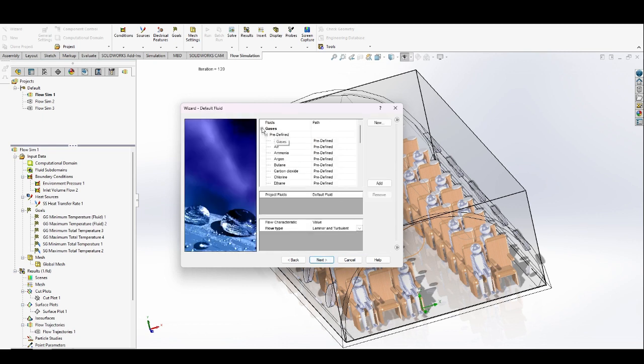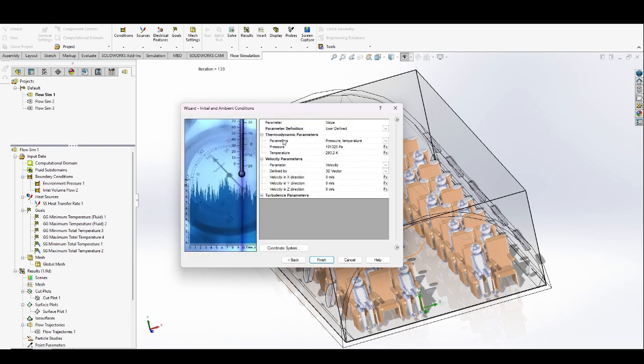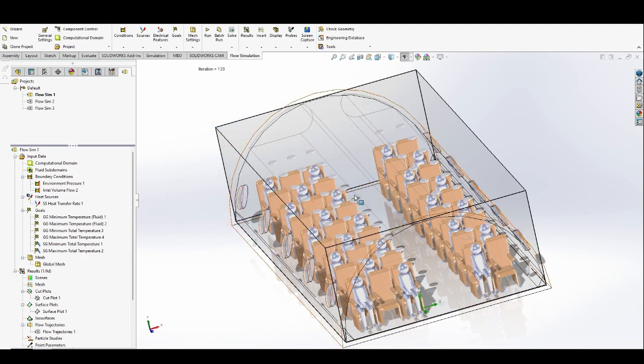And then we set our gas to air and made it laminar and turbulent. And then we kept our walls at adiabatic to keep it simple and didn't mess with any of the thermodynamic parameters, except we kept the room temperature, which is about 293 degrees Kelvin. I canceled it there so that I wouldn't have to make another flow simulation and have it load.